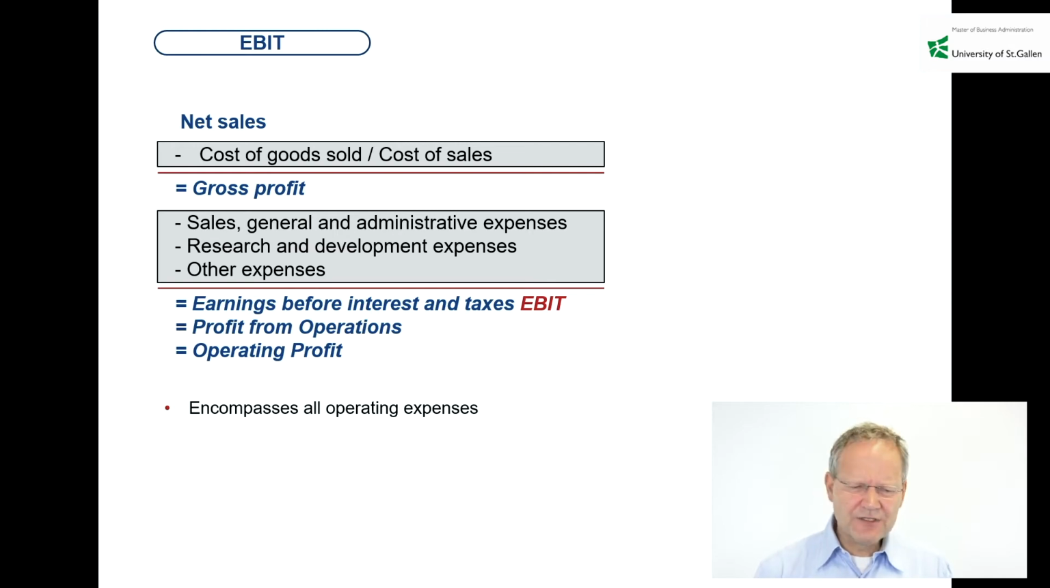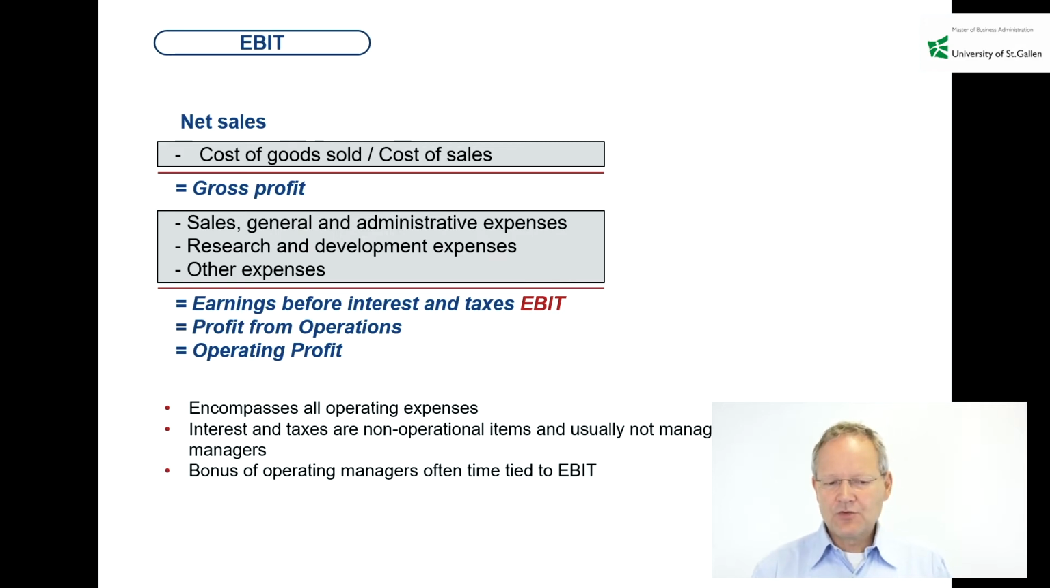What is that? Sales, general administrative expenses, R&D, and any other operating expense. So you've heard me already using the term operating expenses now several times. And this is exactly what EBIT is all about. EBIT is about looking at your operations. So you take your net sales and minus all the expenses which are related to operations.